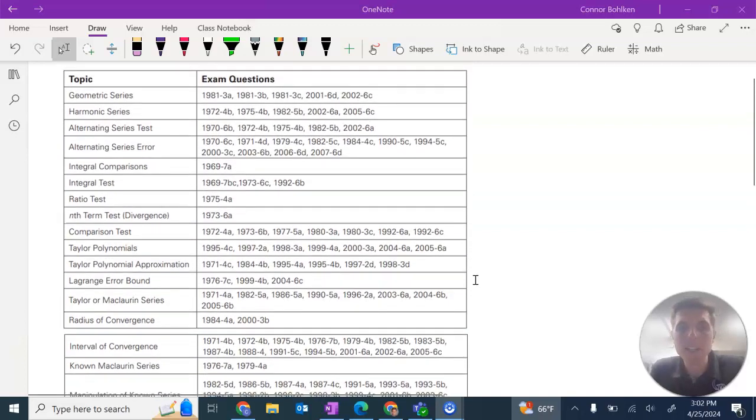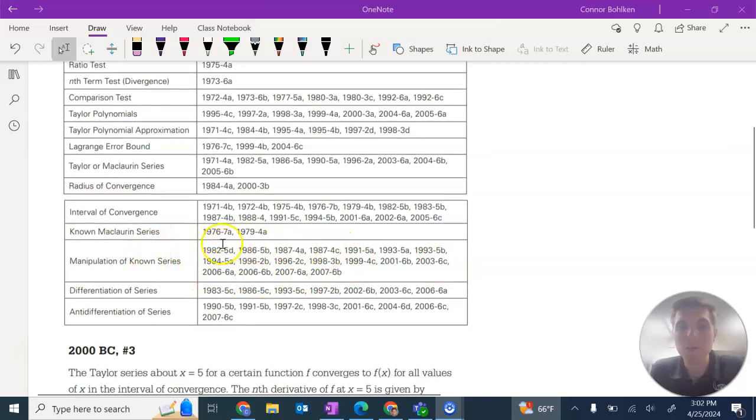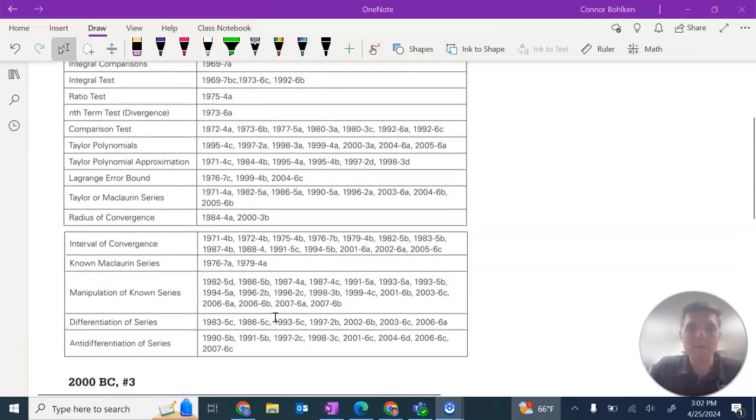On the FRQ specifically, manipulation will very, very likely be on there. And that's something that we practiced about 2 weeks ago, right? So go back and look that over if that is very vague to you. Also, derivatives and antiderivatives, that's the same as manipulation, but it all fits into that same bucket, right?